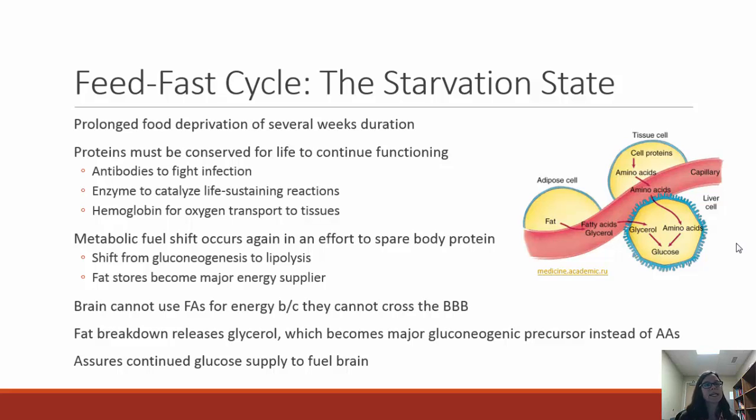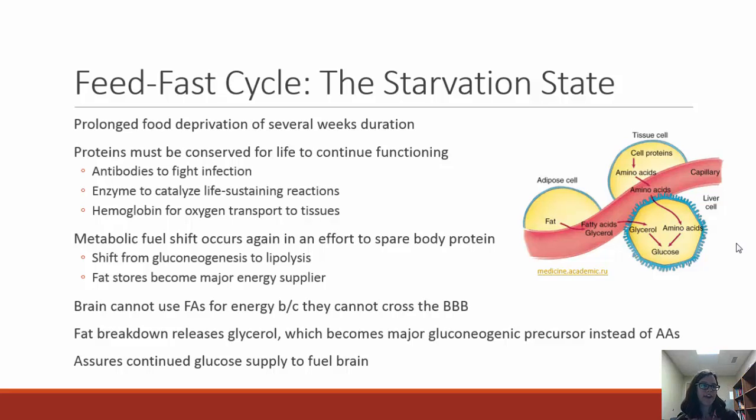so that we can produce antibodies, enzymes, and hemoglobin. So our body's saying, okay, wait. We're using way too much protein. Obviously, we're not getting any food. Let's start to conserve our protein. So then we have this shift again, in an effort to spare our body protein.